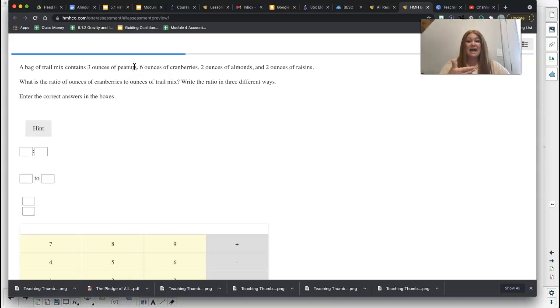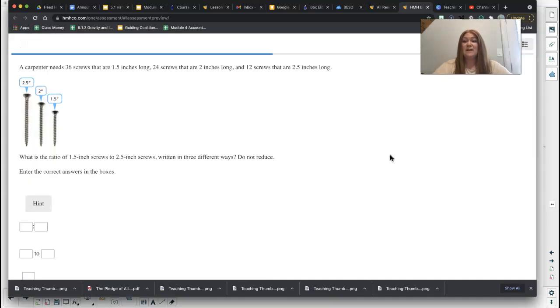So we need to add all of these together to get that second number. We're comparing 6 ounces of cranberries to that second number, and writing that in 3 different ways: with the colon, with the word to, and as a fraction. So we need to put all of those together to find that second total number of trail mix.